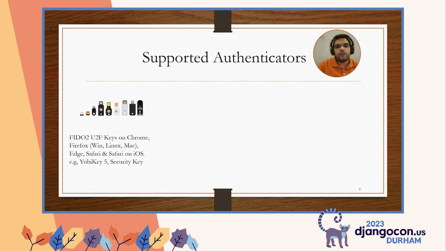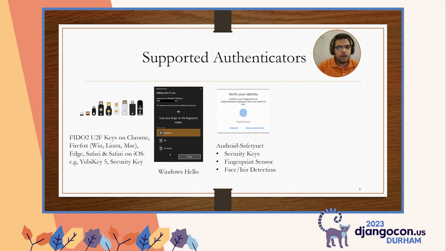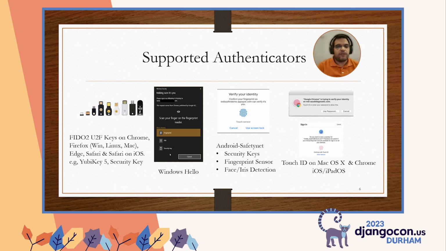So what are the supported authenticators? Currently, you can use any FIDO2 security key on any browser on any OS, including Android, iOS, or iPadOS. You can use your fingerprint or the PIN code on Windows Hello. You can use your screen unlock pattern, your fingerprint sensor, and or your face iris detection method on Android. You can use your Face ID or Touch ID on both iOS and macOS.